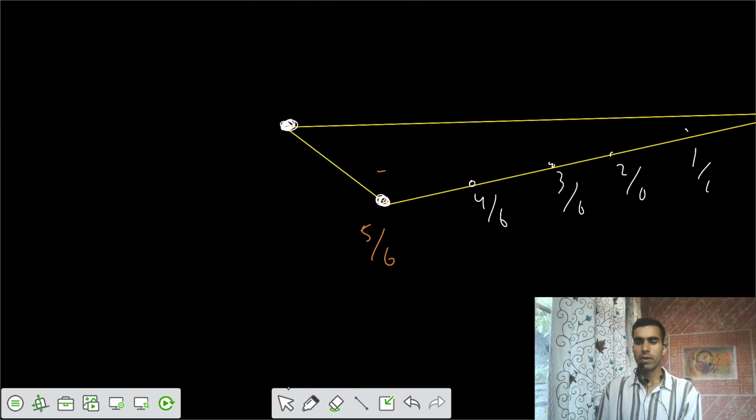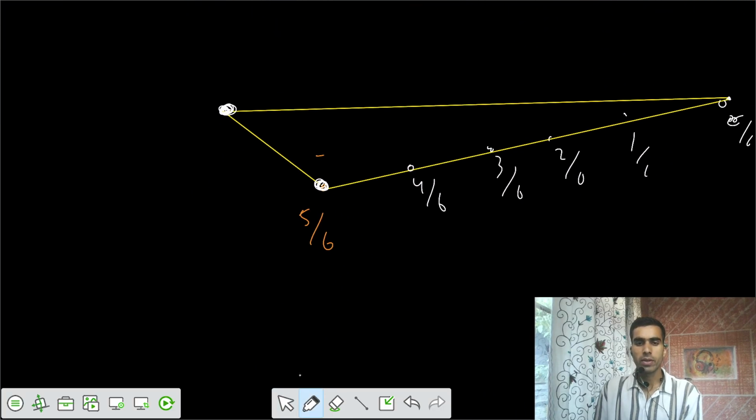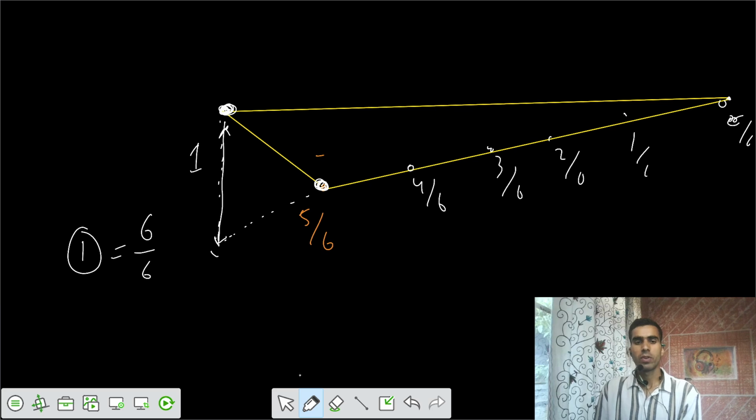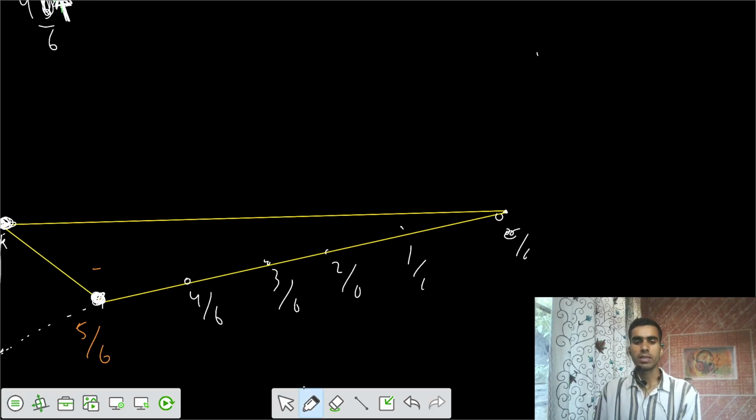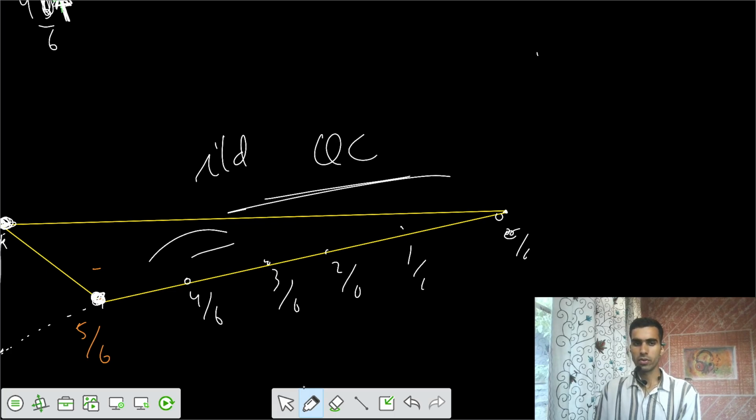And if I try to extend this part up to the end, what ordinate can we have? That's 6 by 6, the unit of 1, similar to a reaction. But because we have critical points, we need to join only those critical points. So this is your diagram, the ILD for member QC, the negative diagram.